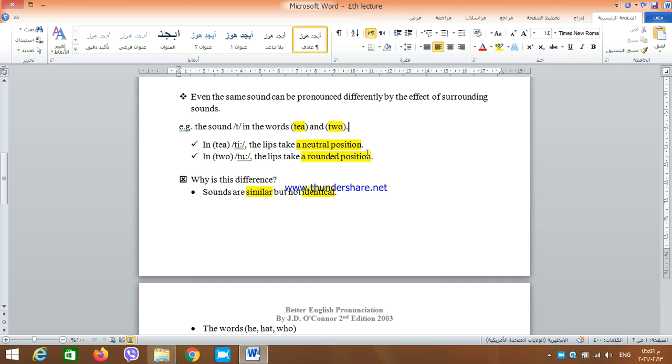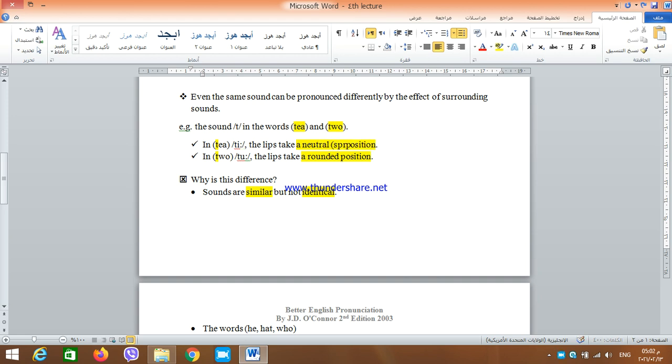T, T-O. So in these two words, the T in T is not exactly the same as the T in T-O, though it is still T, the sound has not changed. But the specific details in the pronunciation of this T differ in T from in T-O, because here we have T pronounced with a neutral position of the lips. The lips take a neutral position or a spread position.